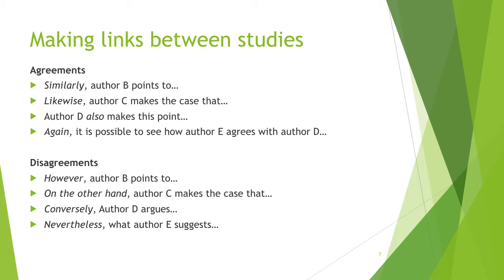However, author B points to this as being the cause. On the other hand, author C says that this is the issue. Conversely, author D argues, nevertheless, that what author E suggests is dumb. So you will be adding in this kind of evaluation of the literature by comparing it to itself.